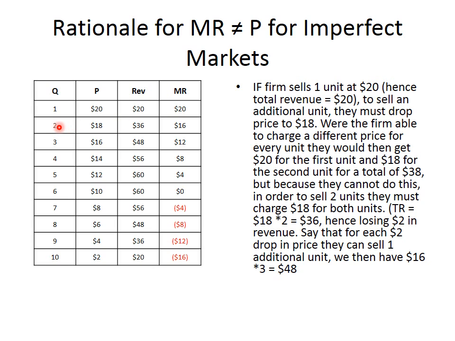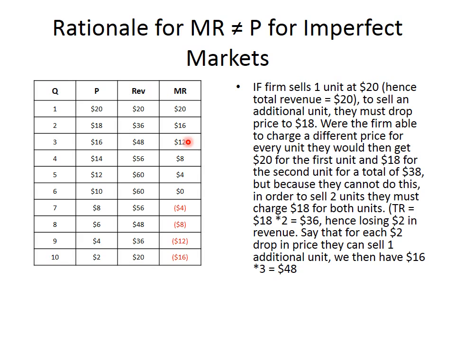But if we want to sell 2 units, we have to drop the price of both units to $18. That means our revenue is only going to be $36, 2 times 18, which means our marginal revenue from the additional unit is actually only $16, which is less than the price of the units. Follow it through again. If we want to sell a 3rd unit of the product, we have to drop the price of the product to $16. That price drop has to be for all 3 units, which means now our revenue is going to be $48, for a marginal revenue of $12.